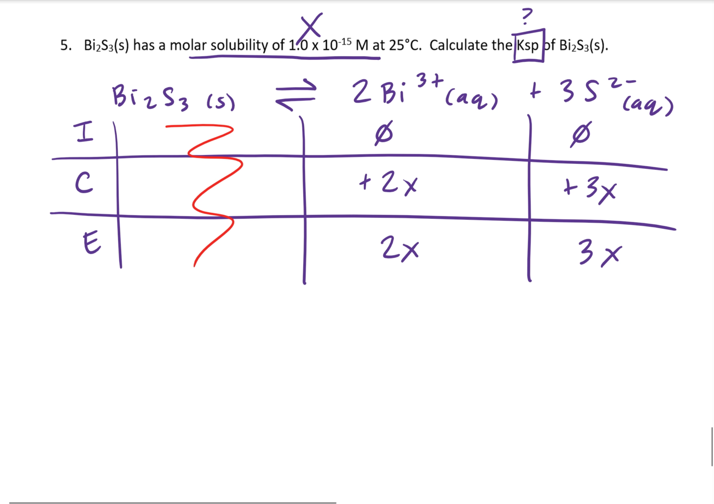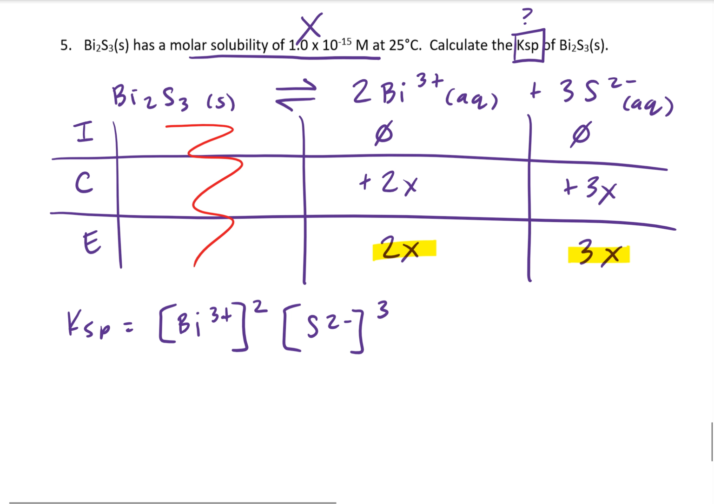So I have my ice chart for bismuth sulfide, and at equilibrium, bismuth ion is 2X, and sulfide is 3X. Watch out for those coefficients. There's 2 bismuths, and there are 3 sulfides. Please get into the habit of writing out the Ksp expression. So Ksp is equal to bismuth 3 plus ion squared times the concentration of sulfide 2 negative ion cubed, using those coefficients as the exponents.